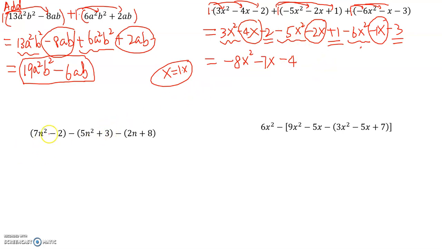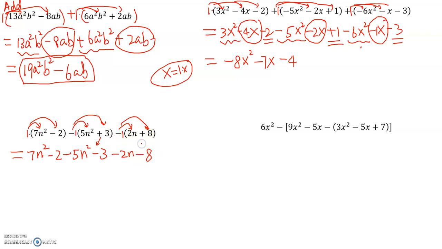Now, in the next example, some of these are subtraction. We do need to be careful. The first one, we distribute a 1. It doesn't change the inside. But when we distribute a negative 1 to the parentheses, we have negative 1 times 5. That gives us negative 5n squared. Negative 1 times positive 3, that also changes this plus to a minus. Similarly, negative 1 times 2n is negative 2n. And negative 1 times 8 is negative 8.